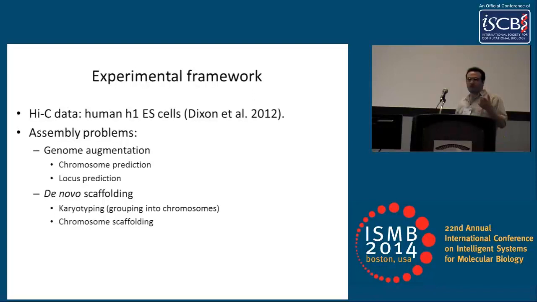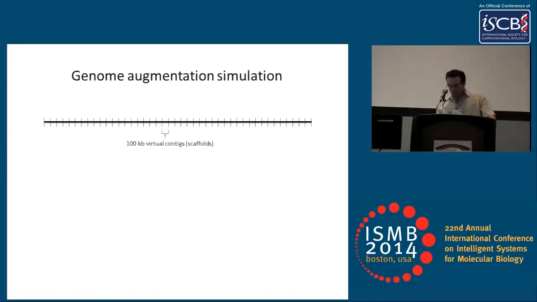And then, given a contig, we want to be able to predict its chromosome first, and then its locus within the chromosome. The second problem is more challenging. There we don't know anything. De-novo scaffolding, we get a bunch of contigs. We want to group them into chromosomes, and then lay out every chromosome. Okay, so let's start with the genome augmentation.